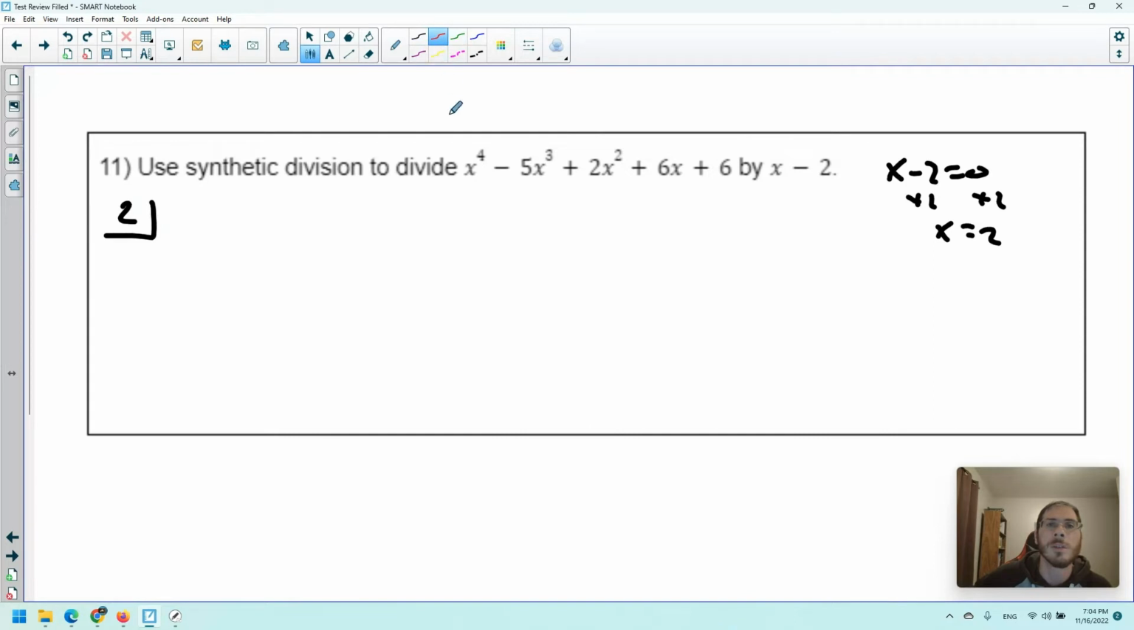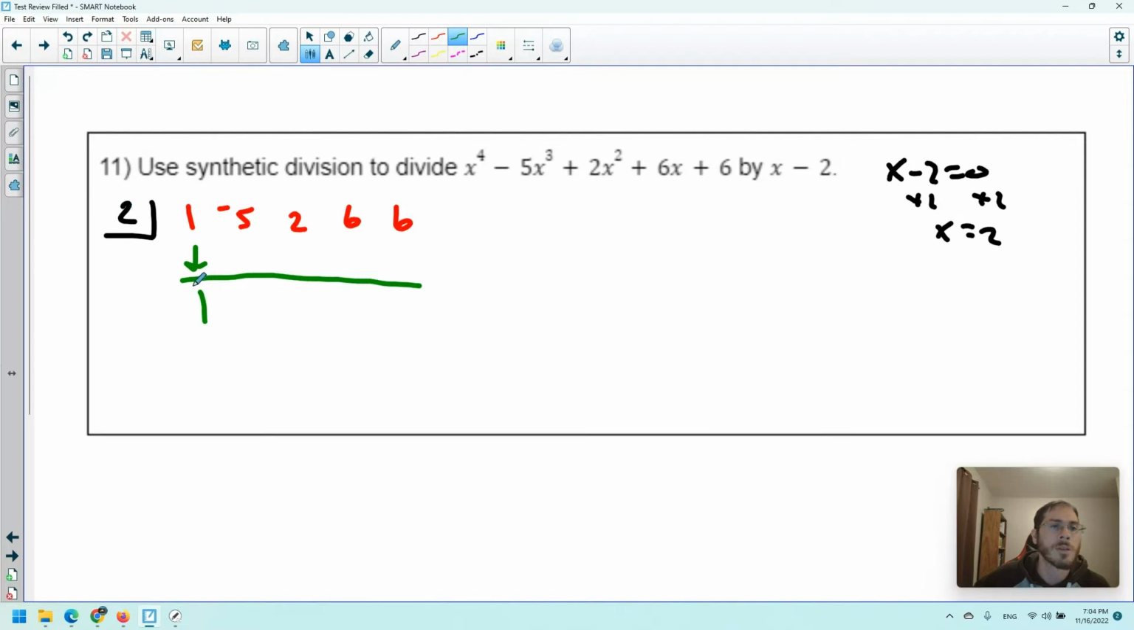All right, our numbers: we got 1x to the fourth, negative 5x to the third, 2x squared, 6x, and 6. So this was pretty good. No zeros to throw us off. 4, 3, 2, 1. We're all in business. I didn't need to put any zeros into the question. All right, let's divide synthetically.